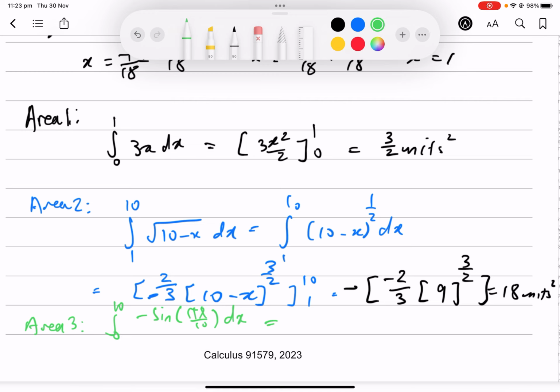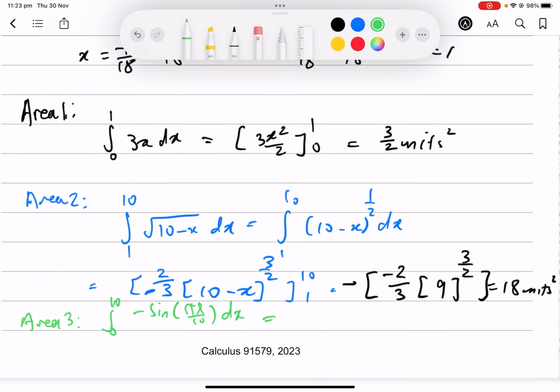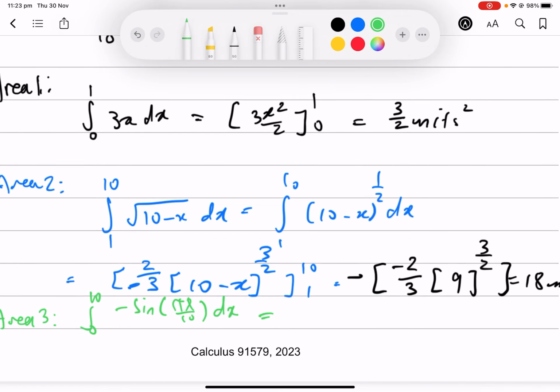In this case, all we need to do is remember to divide by the derivative of the inside. The derivative of pi x on 10 is pi on 10. So dividing by that, we'll get 10 on pi. And negative sine integrates to cosine. So we have cosine of pi x on 10, and we're going to be considering the points between 10 and 0.